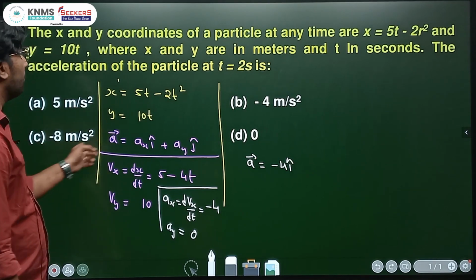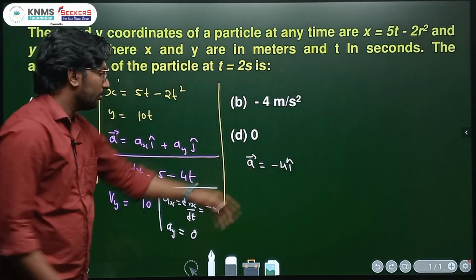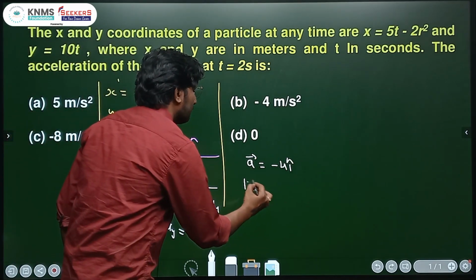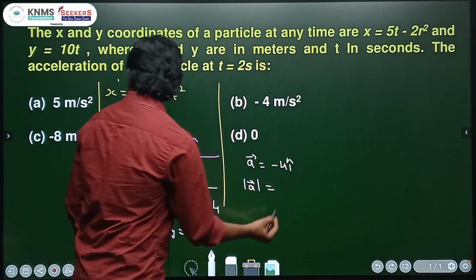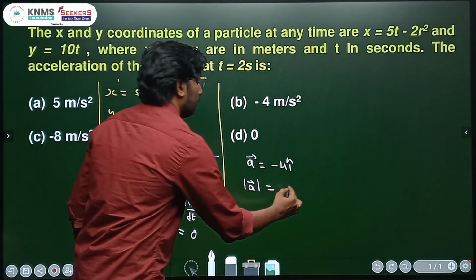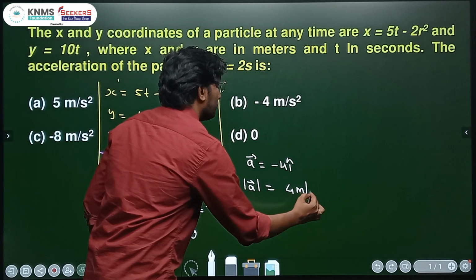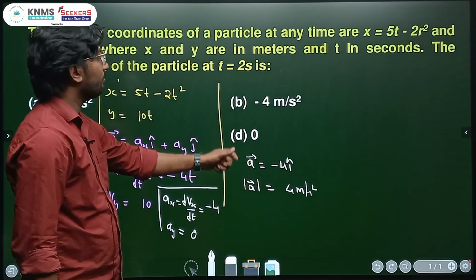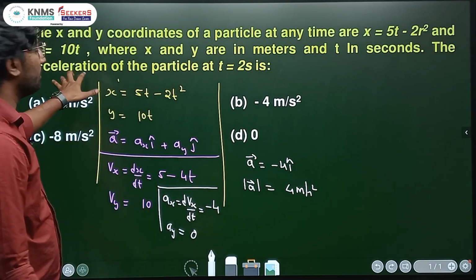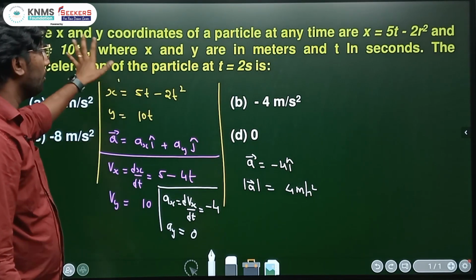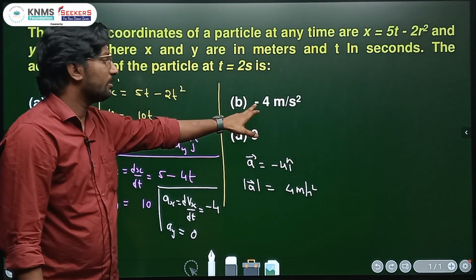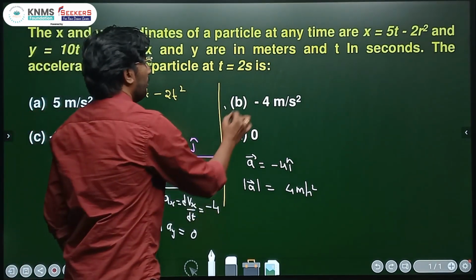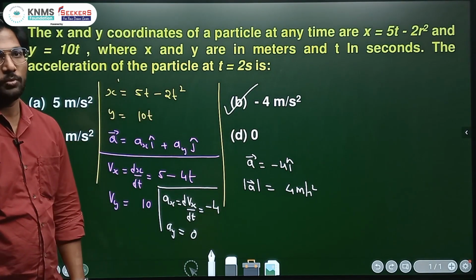So by magnitude, the acceleration value will be just 4 meter per second square. But since it is a retarding value, and they have not mentioned whether it is a retardation or acceleration, we will simply take it along with the sign convention as well. So the answer is minus 4 meter per second square.